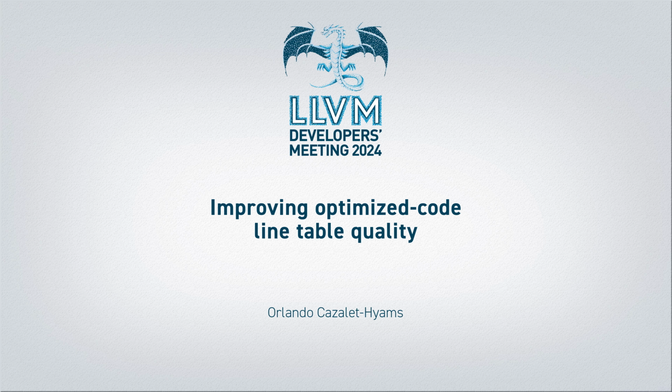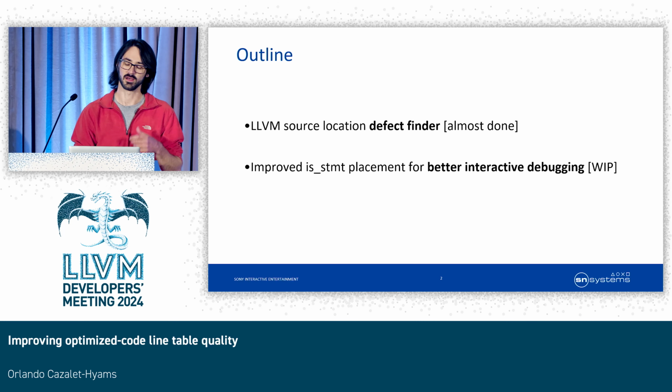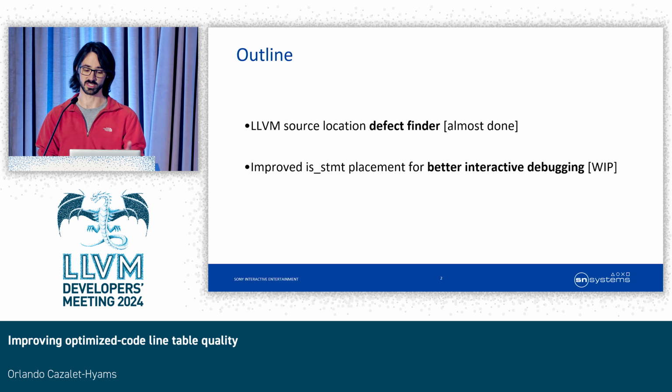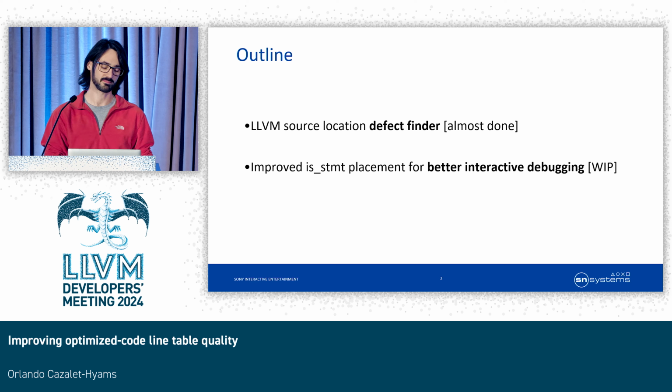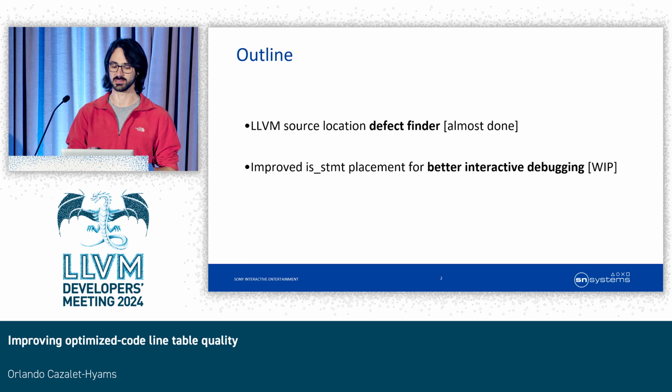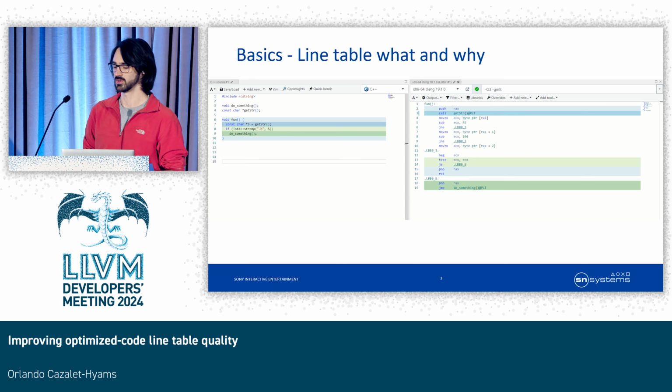Orlando. I'm going to be talking to you about work that Jeremy there, Stephen, and myself have been doing on improving optimized code line table quality. I'll just give a very quick outline of the line table and then talk about two projects we've been working on. One that automates finding the origin of source location defects in LLVM, and another that improves is_stmt placement for better interactive debugging. The first is pretty much done, and the second project is more of a work in progress.